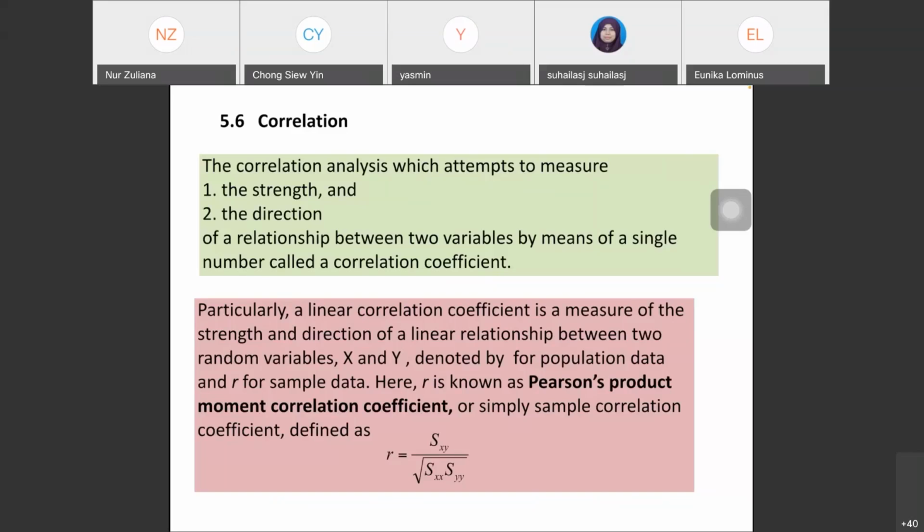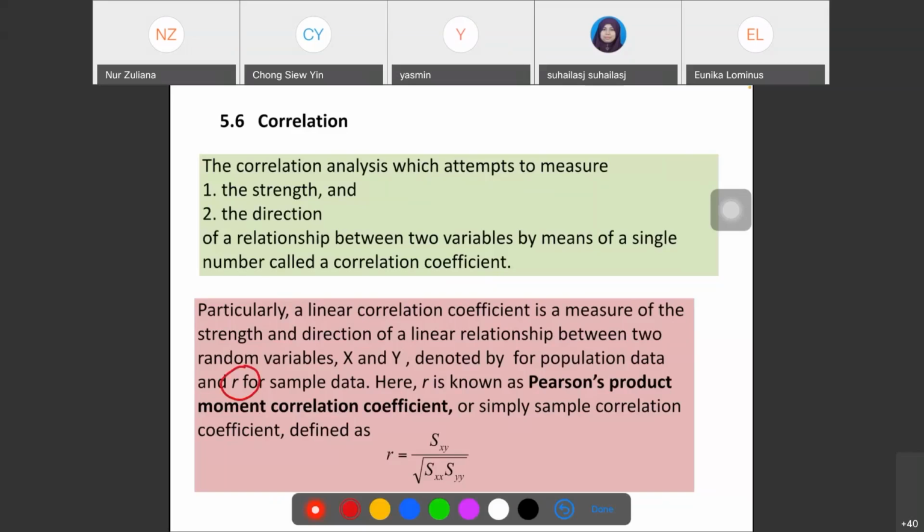You denote sample data. So R is known as Pearson product moment correlation coefficient. Perkali korelasi Pearson. Pearson product moment correlation coefficient.